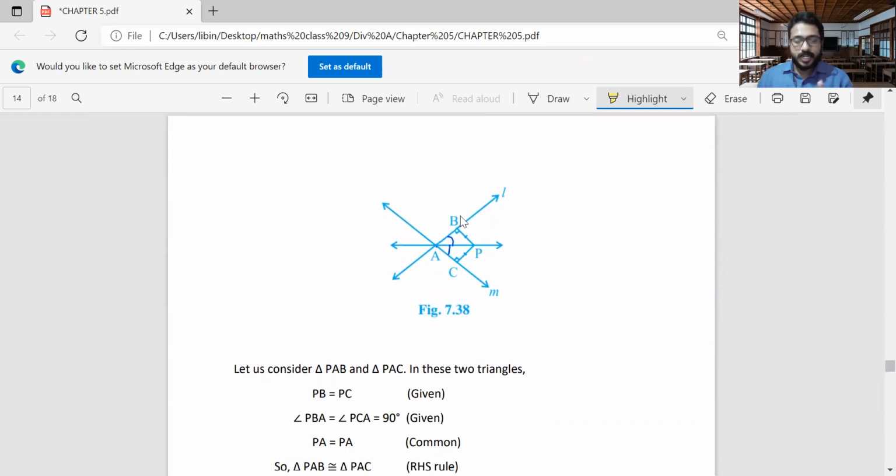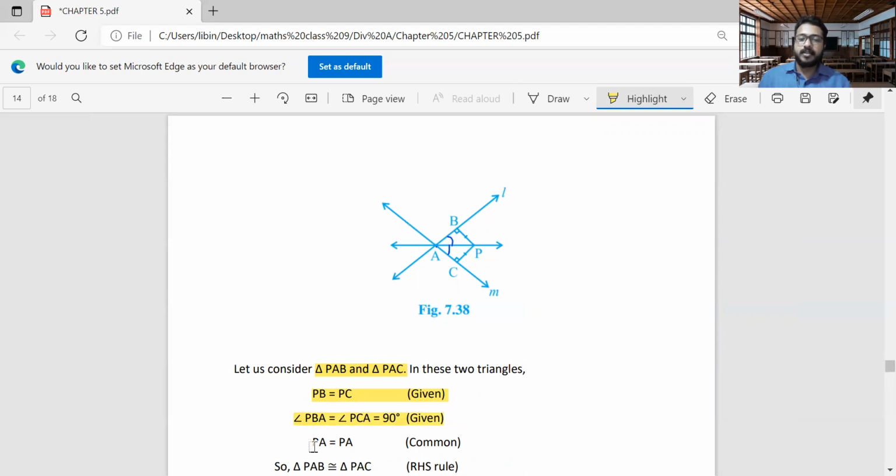Which triangles should we consider? We are considering triangle PAB and triangle PAC. Our aim is to prove that these two triangles are congruent. How can you prove it? PB is equal to PC, which is given. And one more thing is given: angle PBA is equal to angle PCA, which is equal to 90 degrees. These two things are given.